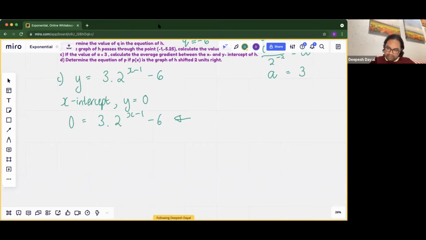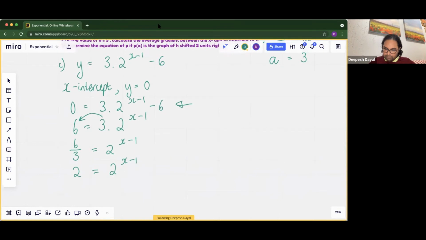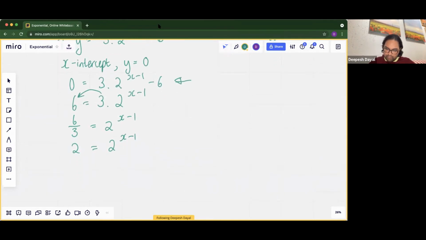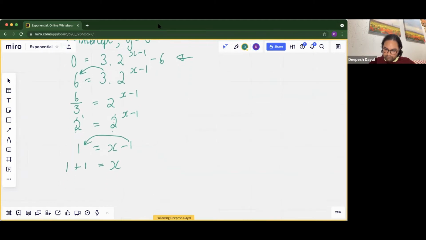Okay, so I'm going to take the six over first. So it's 6 equals 3.2^(x minus 1). Then you take the 3 over. 6 divided by 3 equals 2^(x minus 1). So it's 2 equals 2^(x minus 1). Now remember 2 here is 2 to the power 1, so you can get rid of the 2s because they're the same base on both sides. So it's 1 equals x minus 1. Therefore, x equals 1 plus 1, so x equals 2. And that is the x value. x equals 2.